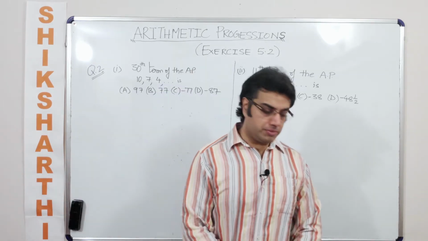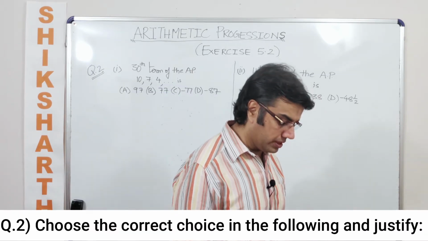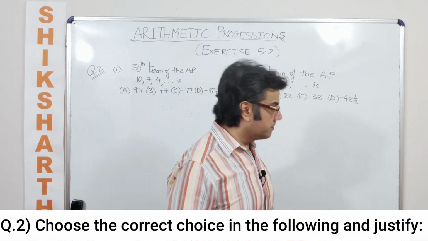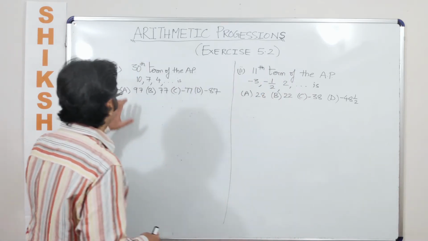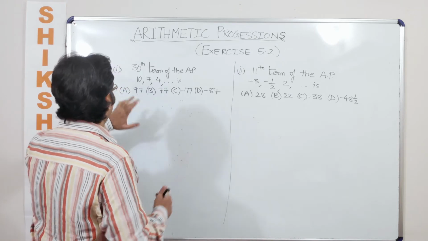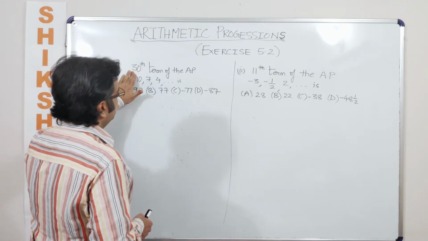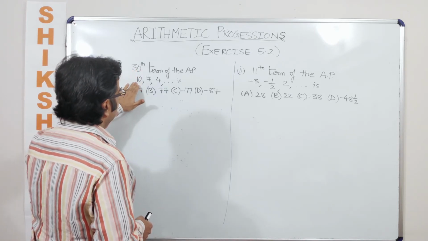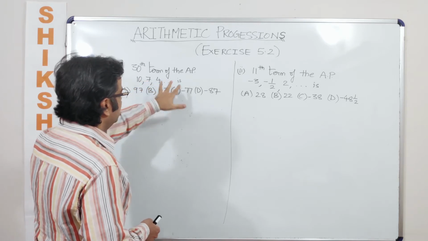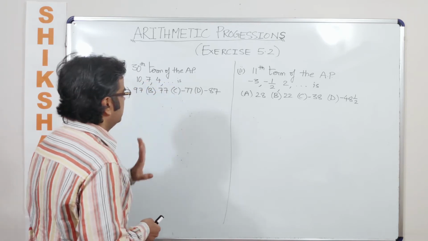So talking about question number 2, it says choose the correct choice in the following and justify. So what are you supposed to do? There are two parts here now. The first part says find out the 30th term of the AP, which starts from 10, 7, 4, and then you have to find out which choice is the correct choice.